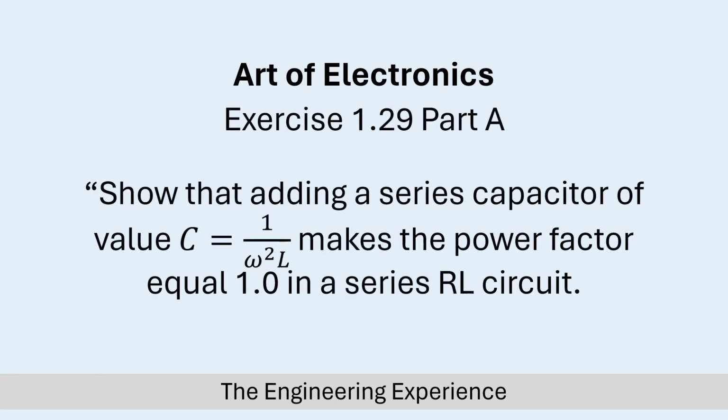Hello and welcome back. In today's video, I'm going through exercise 1.29 from the Art of Electronics. This exercise is split into two parts. For part A, we need to show that adding a series capacitor of value C equals 1 over omega squared L makes the power factor in the circuit equal to 1. The circuit being a series RL circuit.